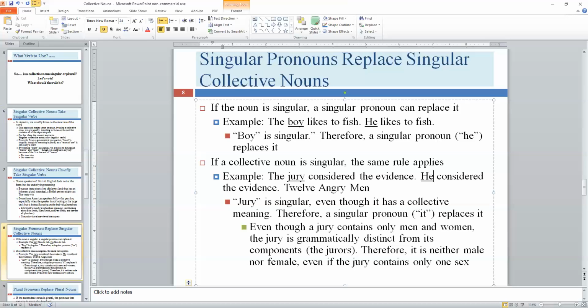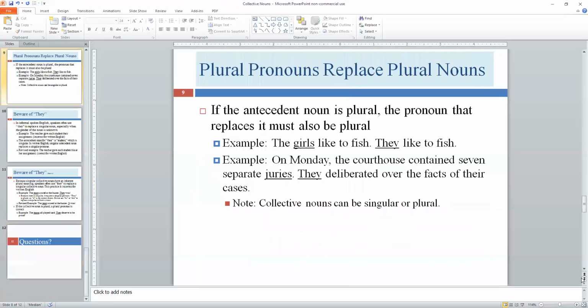Well, no, it is true that all of the members of the jury were men, but the jury itself is neither male nor female. It is not any one of those single men. Even if there's only men on the jury or even if there's only women on the jury, it remains it because, again, it is in some sense conceptually separate from its constituents. So therefore, we have to use it. And that's really true for any collective noun. You're going to find us using it.